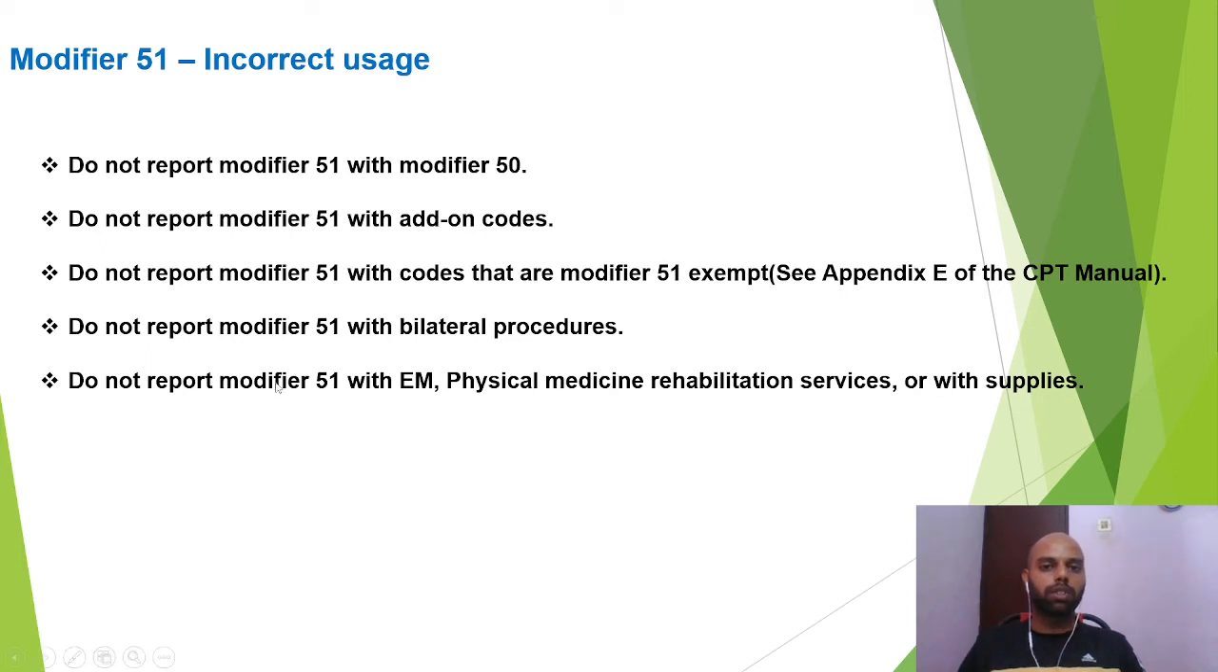Incorrect usage of modifier 51. Do not report modifier 51 with modifier 50. We cannot bill both 51 and 50 together for a particular CPT. Do not report modifier 51 with add-on codes. Add-on codes come with the primary code. When you look up the RVU value, I mean the allowed amount, the add-on code value is lower than the primary procedure. So when you add a 51 modifier to the add-on code, it will again reduce the payment. So do not add modifier 51 with an add-on code.